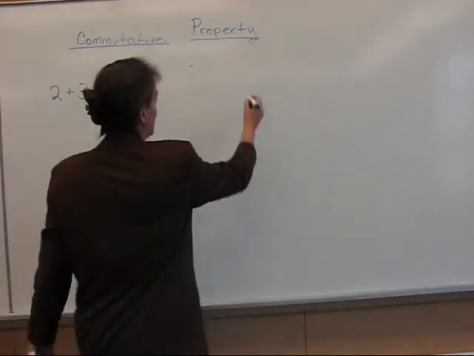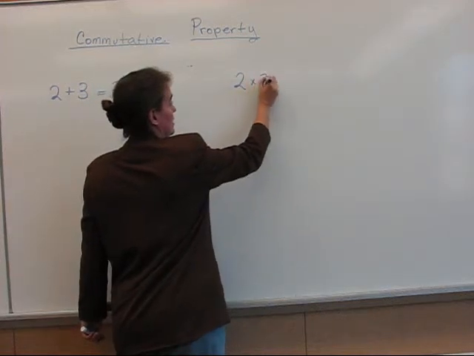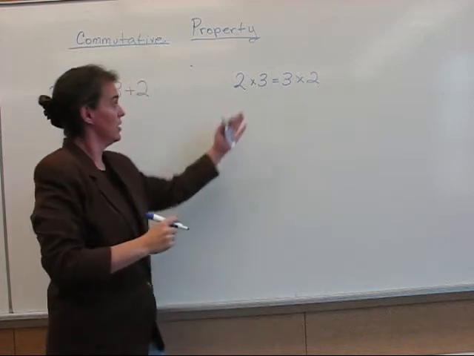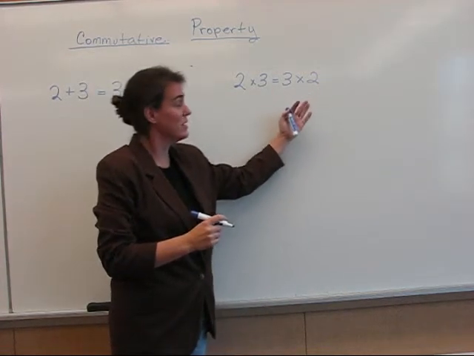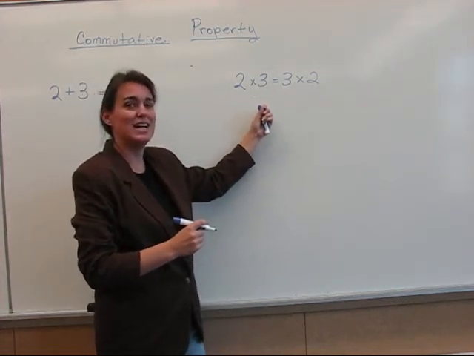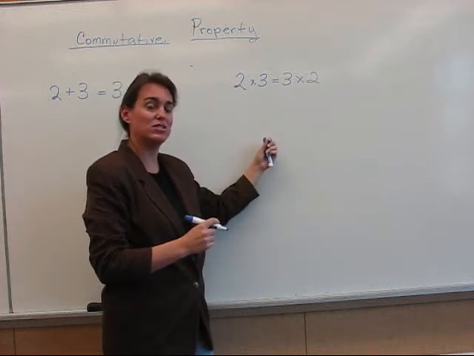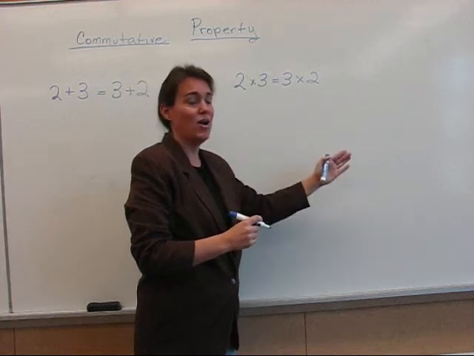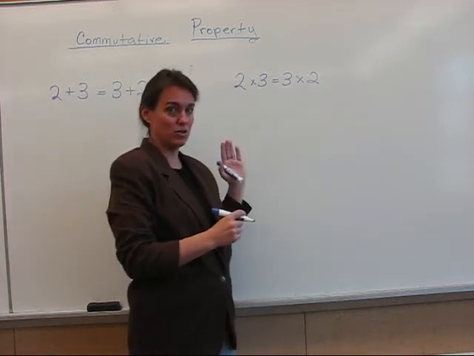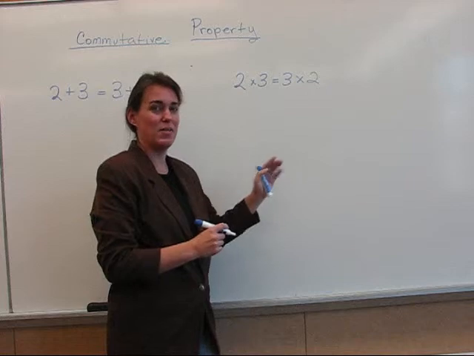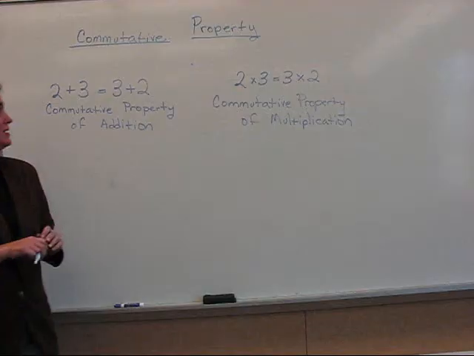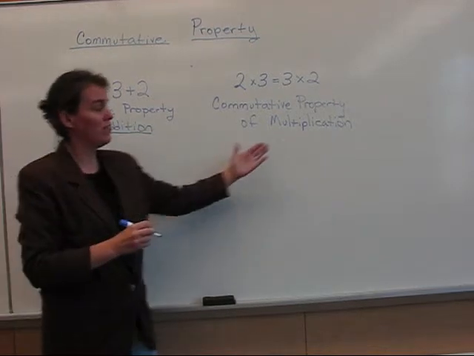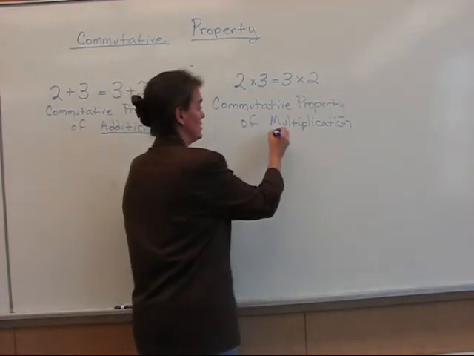Let's take a look at this with multiplication. 2 times 3 is equal to 3 times 2. Both of these are equal to 6. Here again, the order does not matter. The commutative property has to do with order. Am I going from the Central Valley to San Francisco, or am I going from San Francisco to the Central Valley? The distance is the same either way. So we have a commutative property for addition, and we have a commutative property for multiplication.